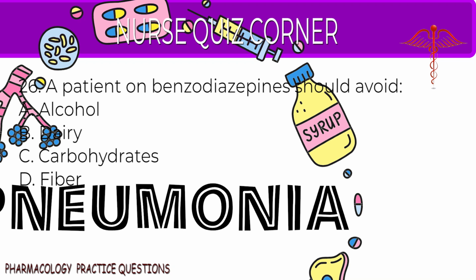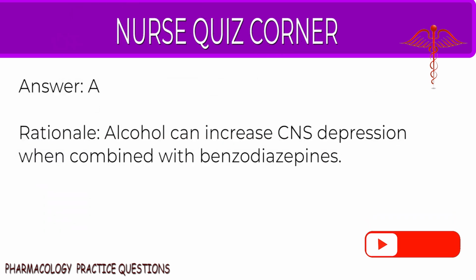26. A patient on benzodiazepines should avoid A. Alcohol, B. Dairy, C. Carbohydrates, D. Fiber. Answer: A. Rationale: alcohol can increase central nervous system depression when combined with benzodiazepines.